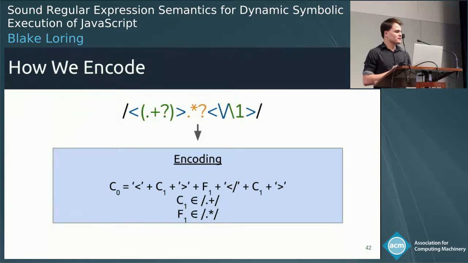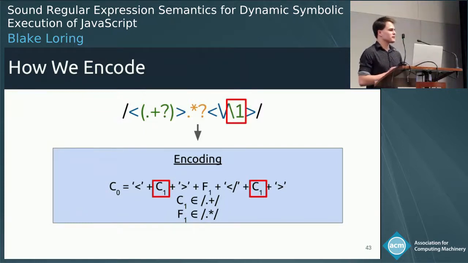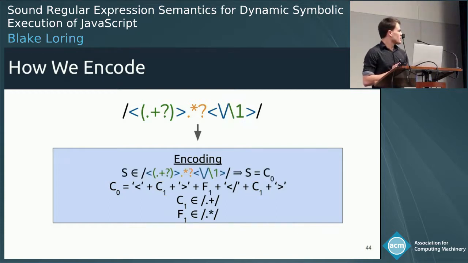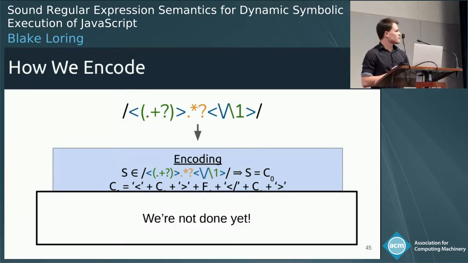Next, we say that capture group 0, or the total match for the regular expression, is a concatenation of angle brackets, C1 and F1. Note here, we repeat capture group 1 to enforce our back reference rule. Finally, we say that for any string to be a member of the regular expression above, that string must equal the outermost capture group.